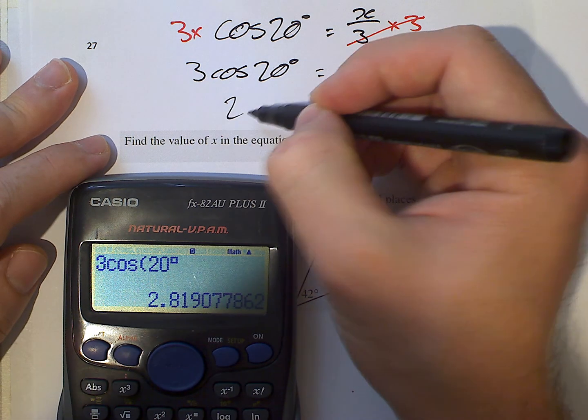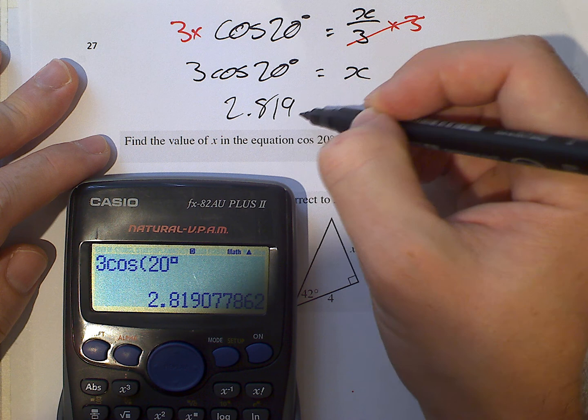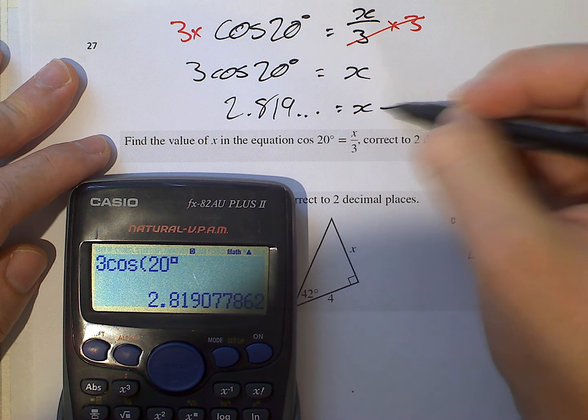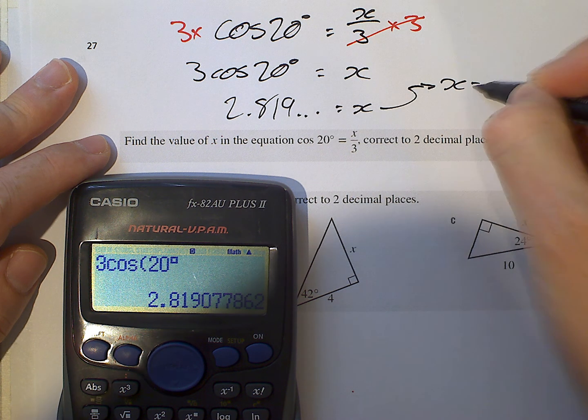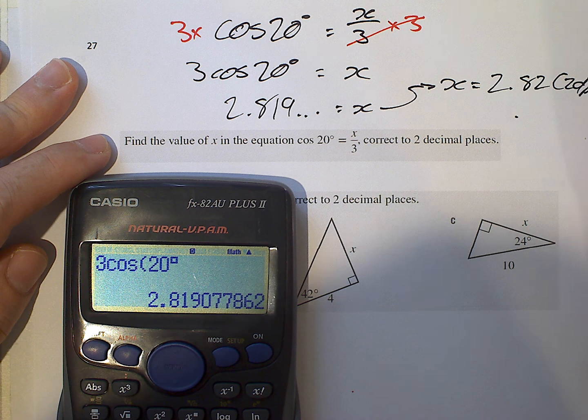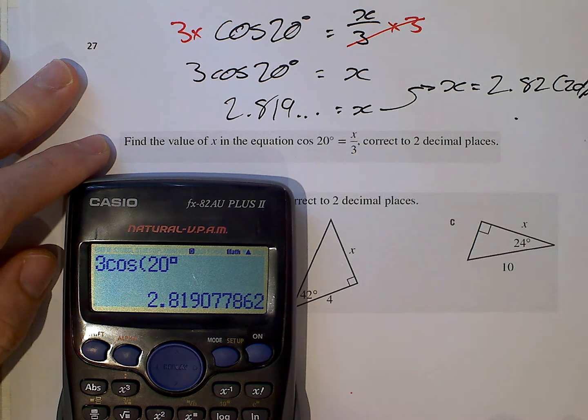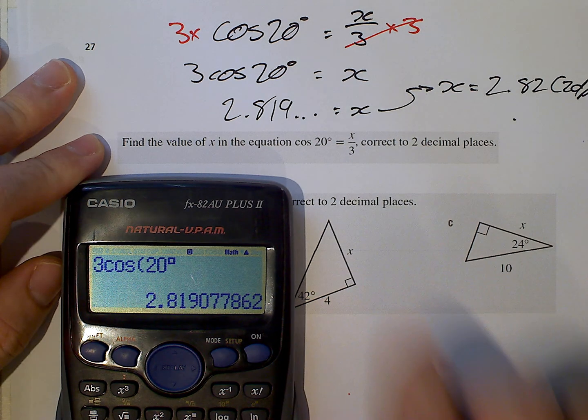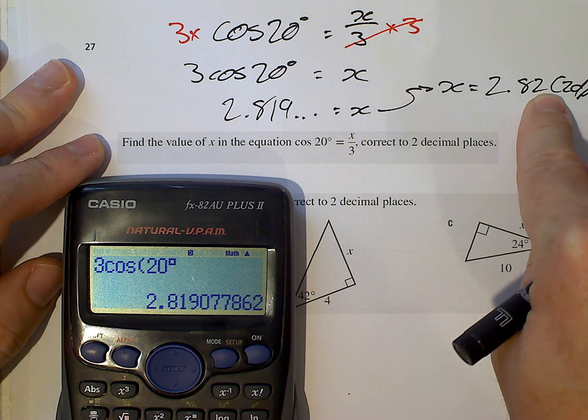So 2.8 say 19... equals x. Bring it over here. X equals 2.82 to 2 dp. Okay, so we'll just find out what our answer is, which is accurate, and then round it to 2 decimal places.